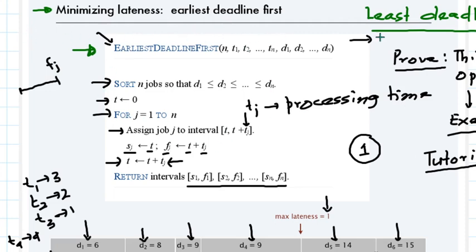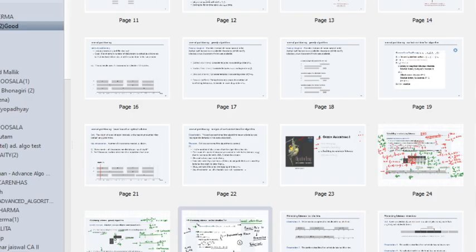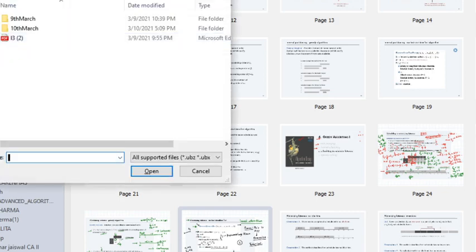Three different types of scheduling we have seen, and now we can go to another important problem, called the knapsack problem. So let me open that.